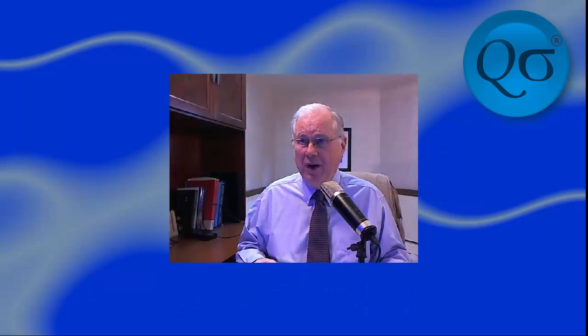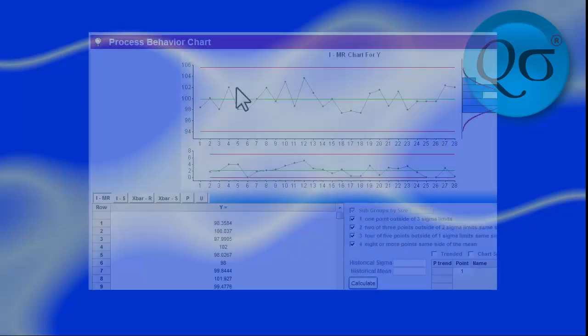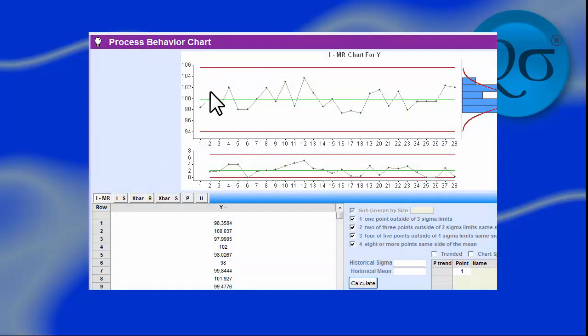I'm Denton Bramwell with Promontory Management Group, and I'm here to show you 8 very useful things you can learn by applying one simple chart, the Individuals and Moving Range chart. The Individuals and Moving Range chart consists of 2 charts. The upper chart is the individual data. The lower chart is the moving range.